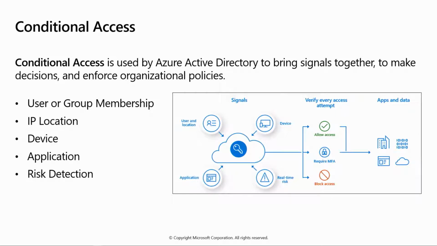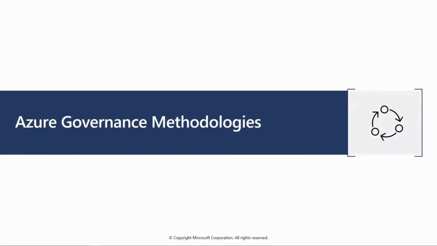So this allows your administrators to empower your employees to be productive wherever they want while still protecting the organization's assets. This allows you to apply the right access controls when needed to keep your organization secure and really to stay out of your users' way when it's not needed. So conditional access is just another great tool within Azure Active Directory. So let's now talk about, we've looked at some of the identity services. Let's look at some of the governance methodologies that are built into Azure.